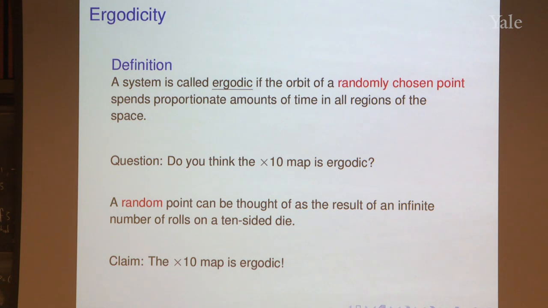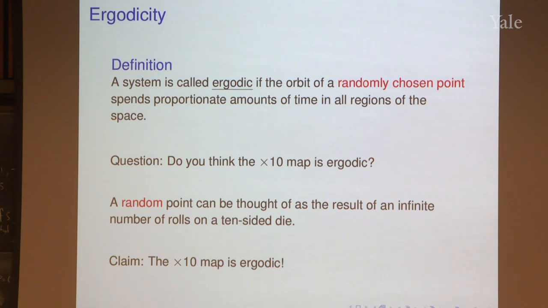And I claim that, in fact, according to this definition, the times 10 map is ergodic, even though there are many points which don't go everywhere in the space equally. If you just pick a point at random, that point will go everywhere in the space equally. So I want to actually do a little demonstration.